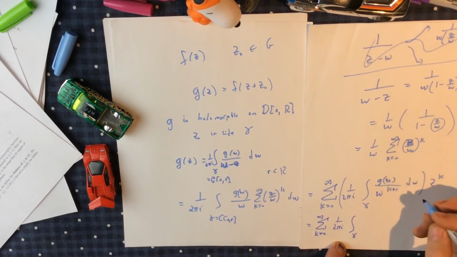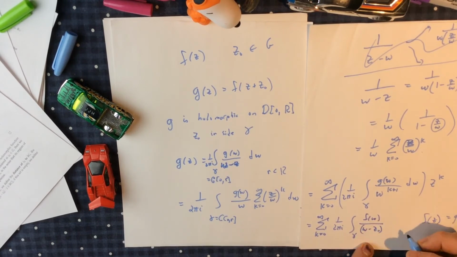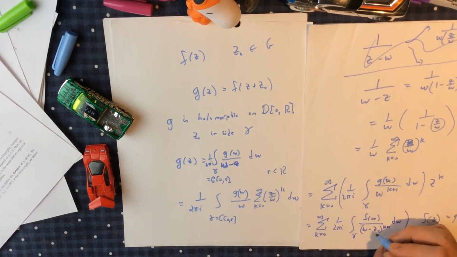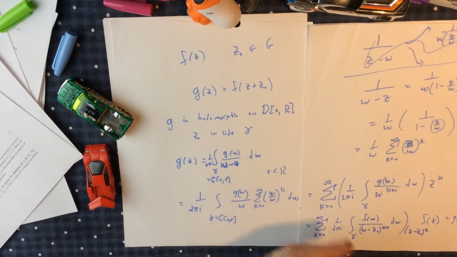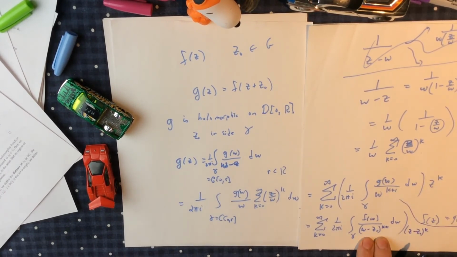So the g I bring back to f of w. The w becomes w minus z naught, and it's to the k plus 1 power, dw, and then the z was substituted as z minus z naught, shifted it back. Now that looks pretty funky.